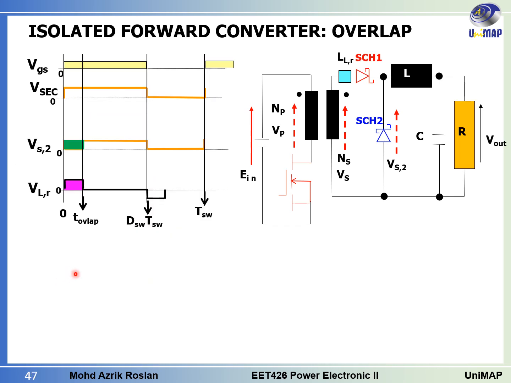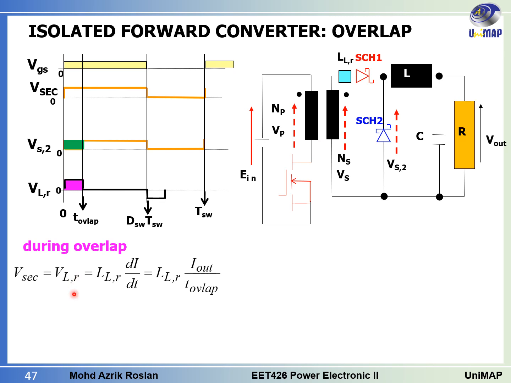During the overlap, we call this time the overlap time. The V secondary will be equal to the VLR, the voltage across this one. During the overlap we know that this is supposed to be some value, but because there is still current flowing to here, this one is 0. Because the voltage here is 0, this point will be connected to this point, and the voltage across here, VLR, will be equal to the voltage across the V secondary.